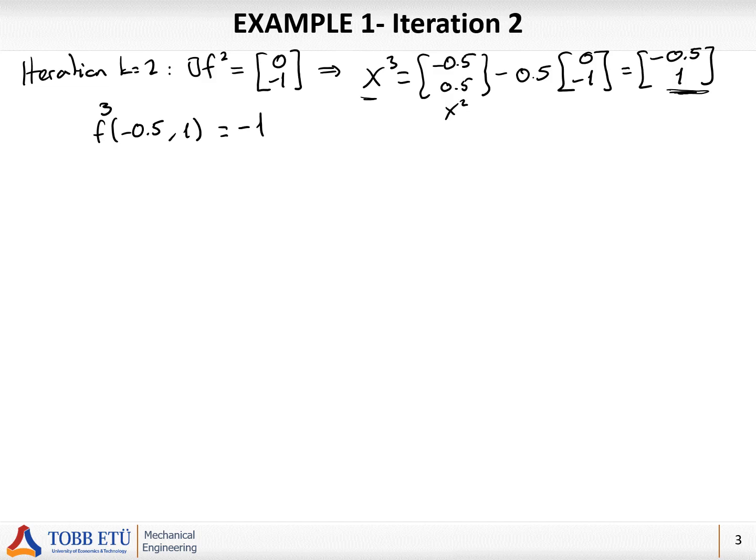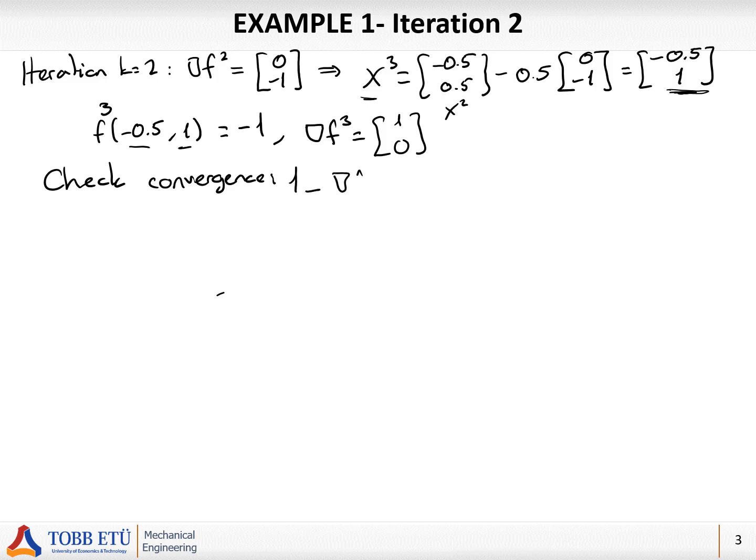Let's check convergence now. Of course, we need to find the derivative 3 as well. And the derivative 3 is, if we put minus 0.5 and 1 into the derivative functions, it becomes 1 and 0. I will not write the details. Check convergence. First, we will check the derivative. This delta f3 is actually the same, and because this is not equal to 0, then we can continue.